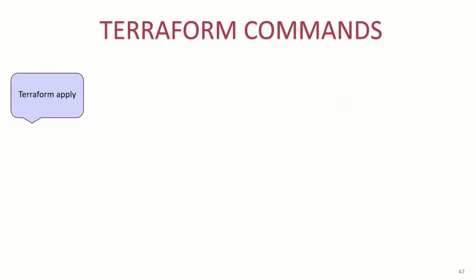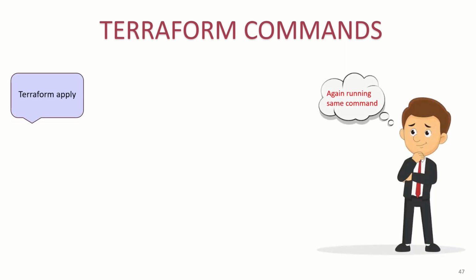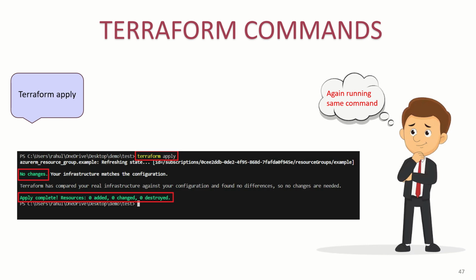So Terraform apply is done. But what will happen if we run the same command again? Will Terraform create that resource again, or what will happen? We tried this also. We just ran the Terraform apply command again, and it said: no changes, your infrastructure matches the configuration. Apply complete, 0 resources added, 0 changed, 0 destroyed.